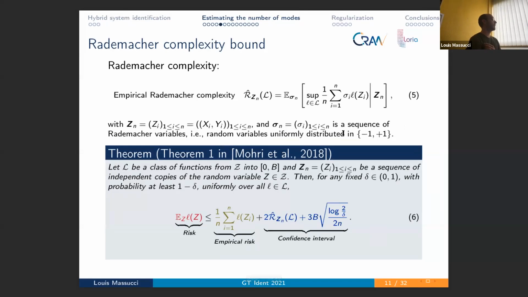So using this Rademacher complexity, I present here a theorem where we develop this confidence interval according to the Rademacher complexity decomposition. So now that we stated a general form of a bound using Rademacher complexity, we can illustrate the use of such bounds in some examples.